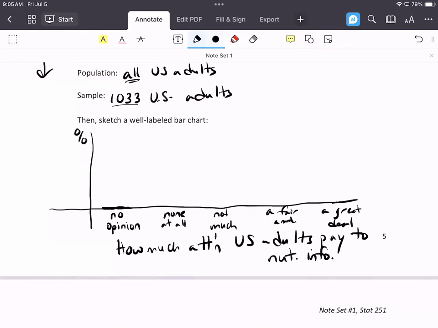So none at all we see is 9%. So I would do that and say, I'm going to put the 9 in here. Is it absolutely required? No, but it does help to clarify. You will see that as an option if you use Excel, for instance, or the Google Forms to create that. Not much was 21%. So I'm going to make that roughly twice as high as the 9%.